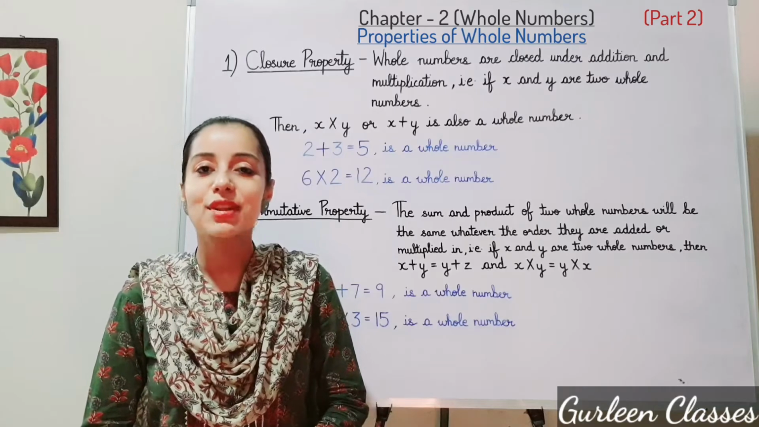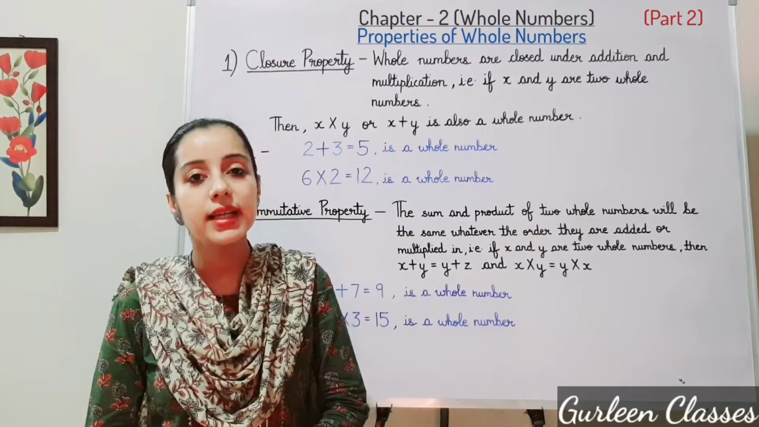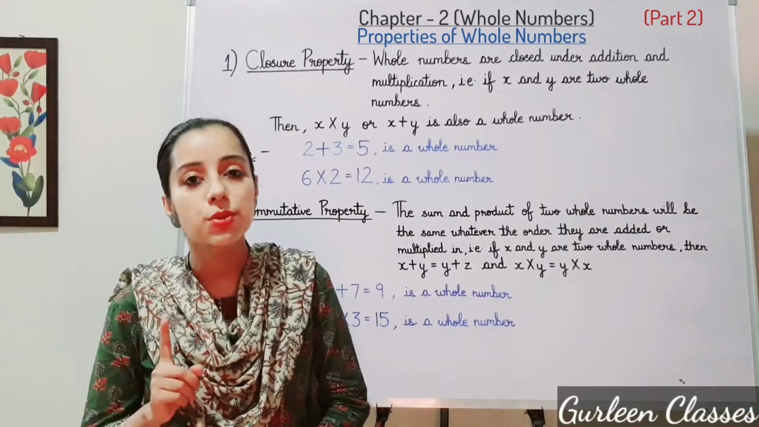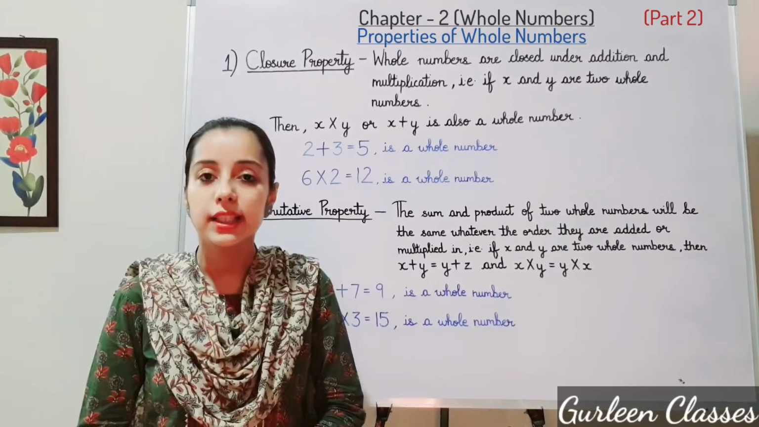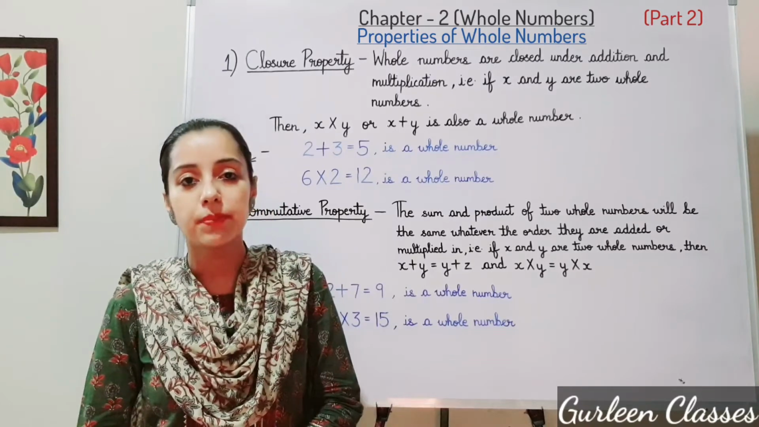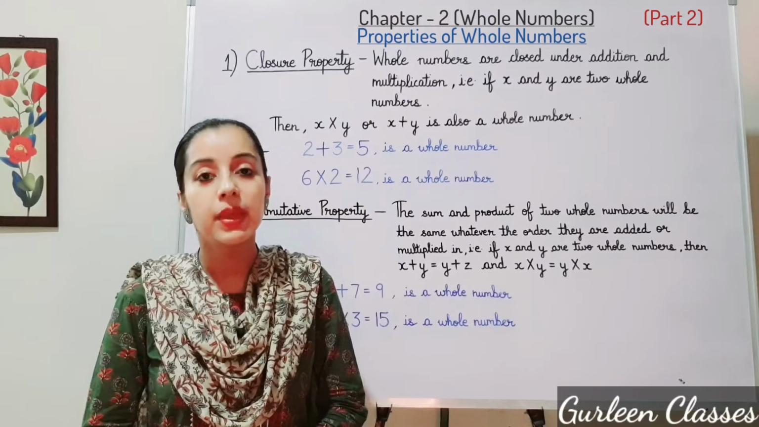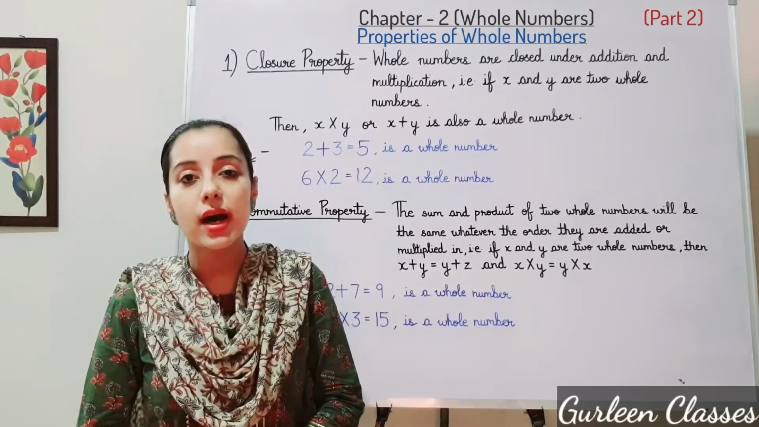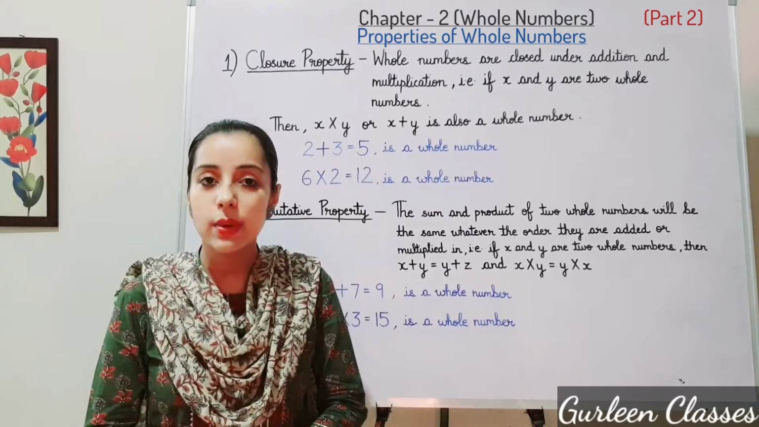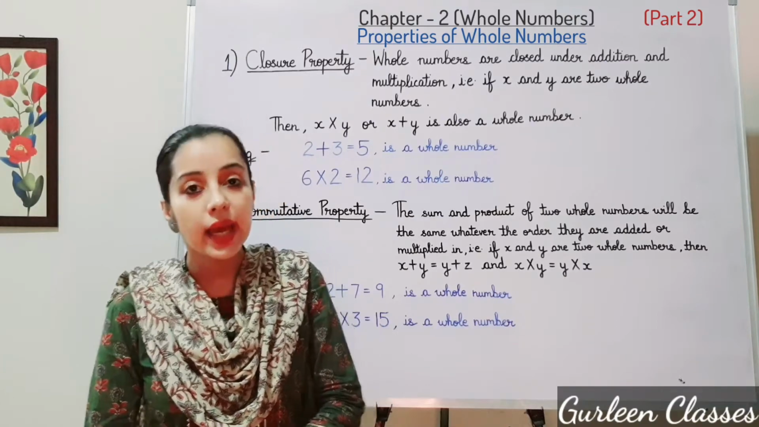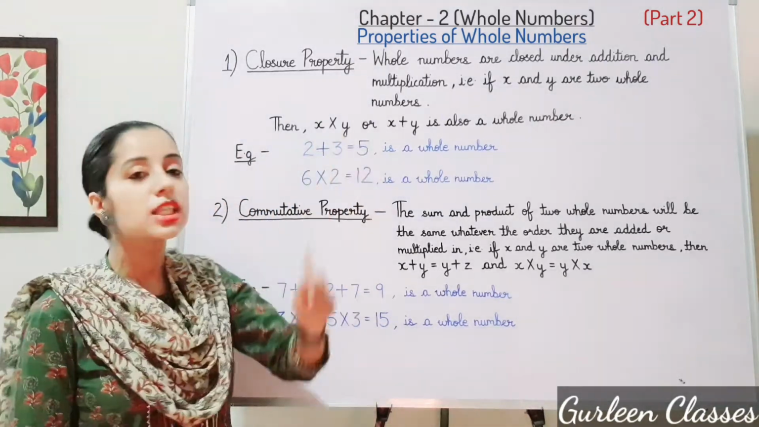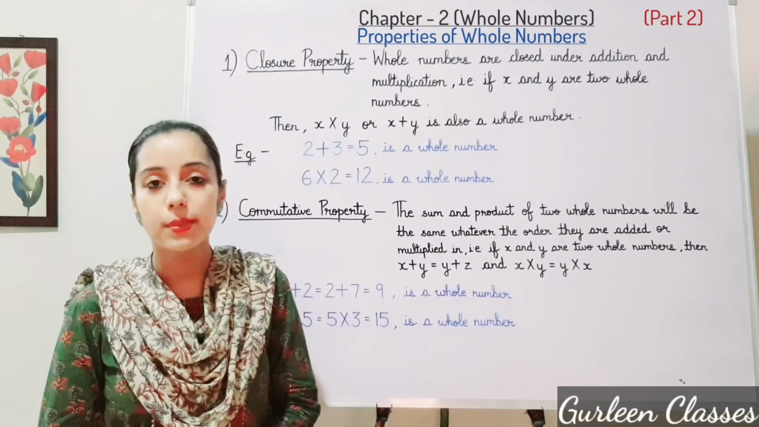So let us start with the first topic of today, properties of whole numbers. The first property is closure property under addition and multiplication. Whole numbers are closed under addition and multiplication. That is, if x and y are two whole numbers, then x into y or x plus y is also a whole number.